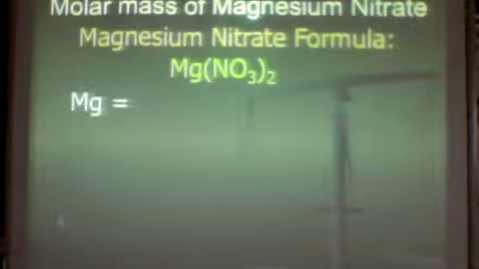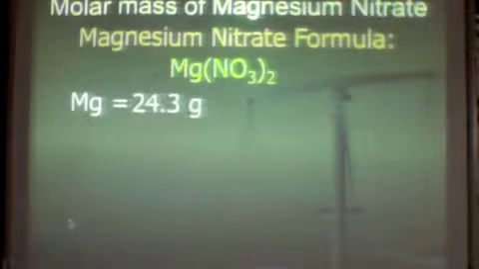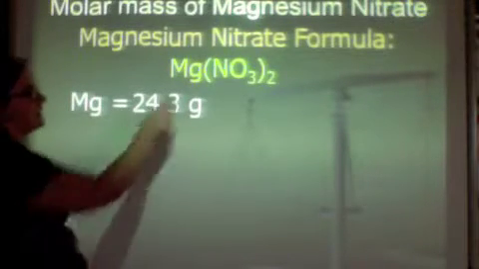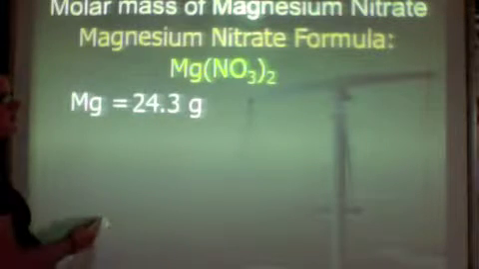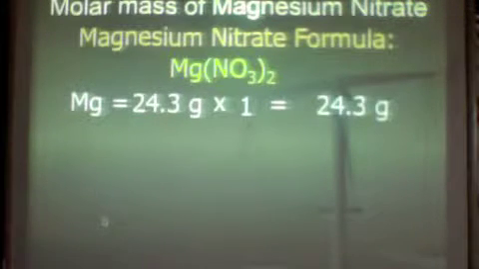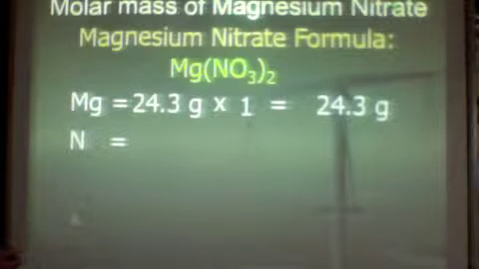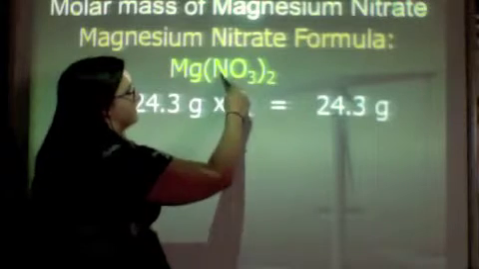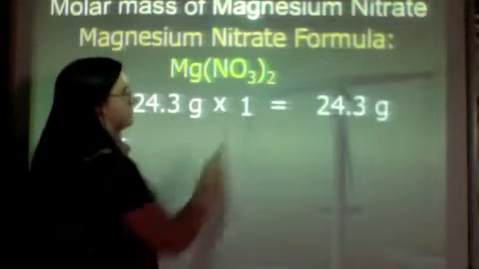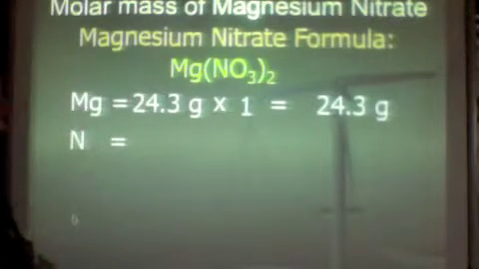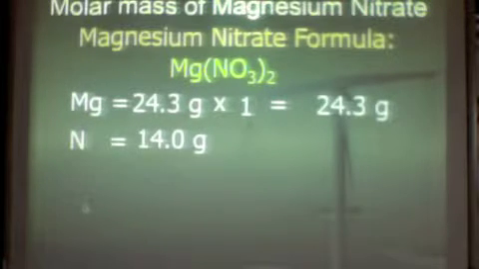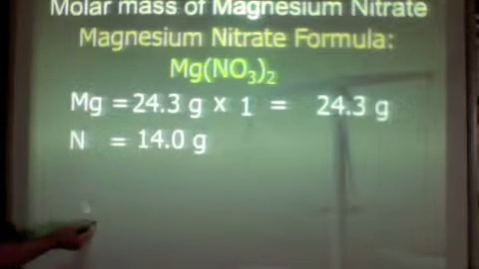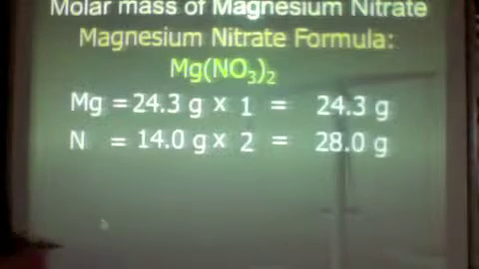So our first element is magnesium. If you look on the periodic table, it has a mass of 24.3 grams. Then you're simply going to multiply it by how many magnesiums there are. In this case, there's only one, so it's 24.3 grams. Next, nitrogen. Now you've got to remember that this little guy here goes into the nitrogen and into the oxygen. So you've got to distribute it just like in math class. So if you take the mass of nitrogen, which is 14 grams, we're going to multiply that by 2 because of that subscript.